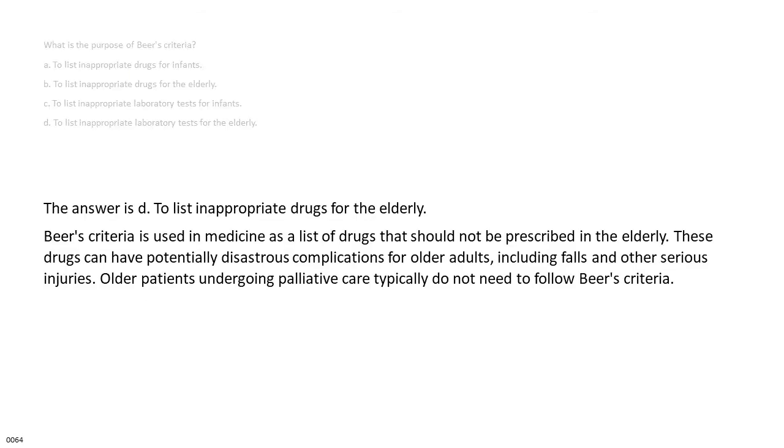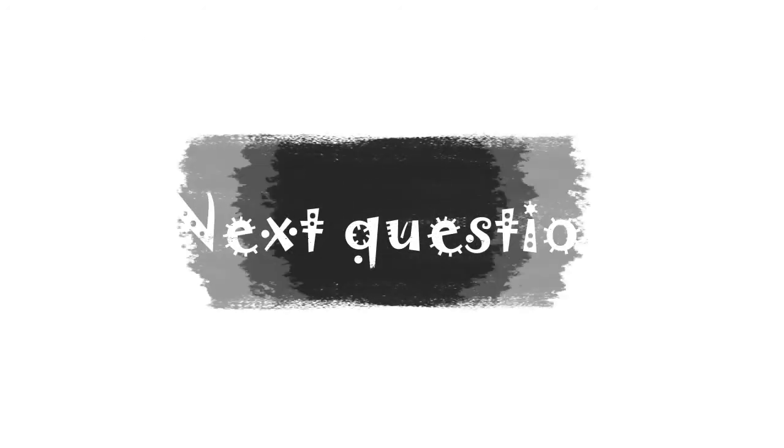The answer is B. To list inappropriate drugs for the elderly. Beers criteria is used in medicine as a list of drugs that should not be prescribed in the elderly. These drugs can have potentially disastrous complications for older adults, including falls and other serious injuries. Older patients undergoing palliative care typically do not need to follow Beers criteria.